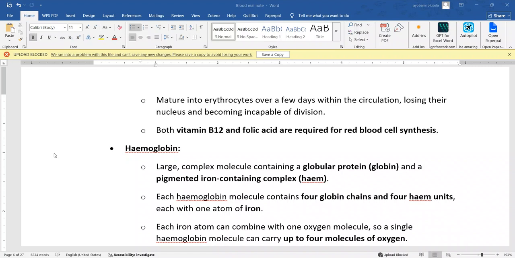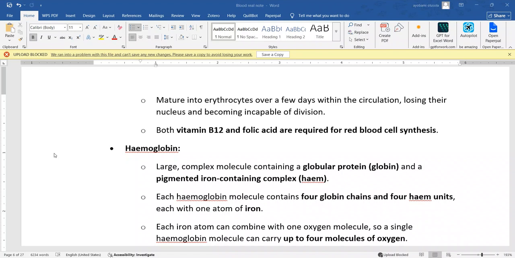Okay, so the hemoglobin. Now let's talk about the hemoglobin. We said that the red blood cell does not have any organelles, and that they are filled with hemoglobin. So what are hemoglobins? Hemoglobins are just large complex molecules, and they contain globin and a pigmented iron-containing complex. So hemoglobin is a mixture of two things. We have the heme, which is an iron-containing complex, and we have the globin. The two come together to form hemoglobin.